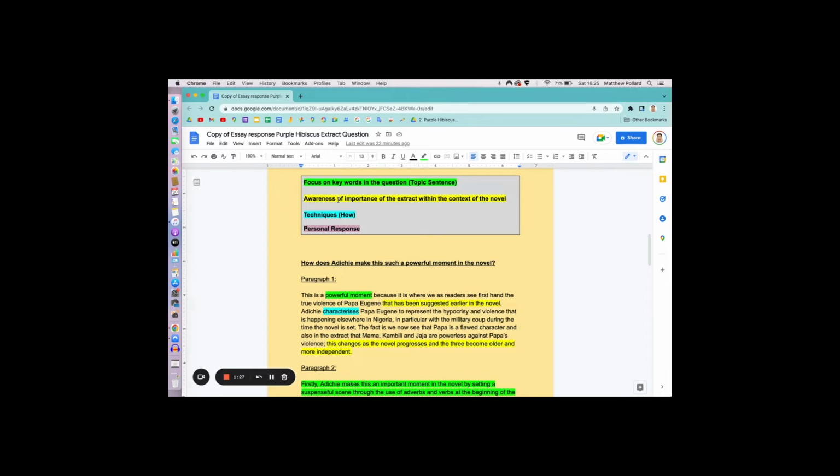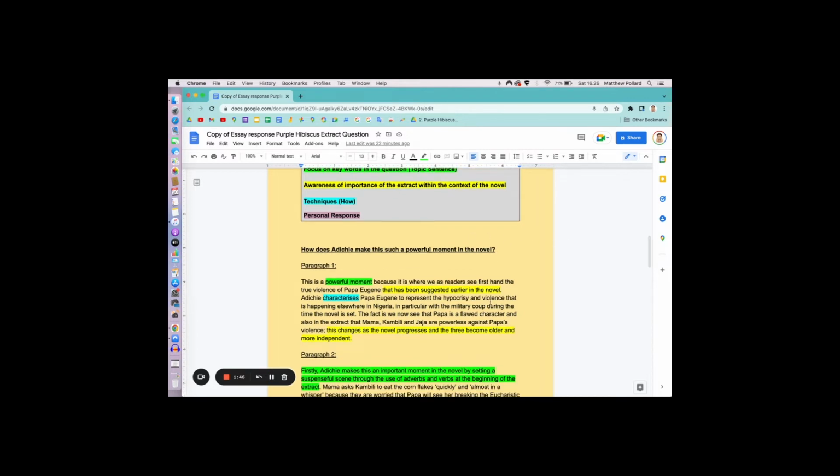The yellow highlighted section is you also showing to the examiner that you have knowledge and understanding of the wider novel and why the extract is a powerful moment within it. The rest of the introduction is where you write one or two sentences that link the extract to the wider themes and ideas within the novel. So here, to read on, Adichie characterises Papa Eugene to represent the hypocrisy and violence that is happening elsewhere in Nigeria, in particular with the military coup during the time the novel is set.